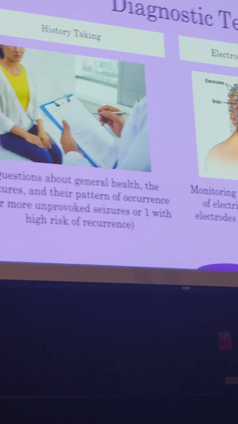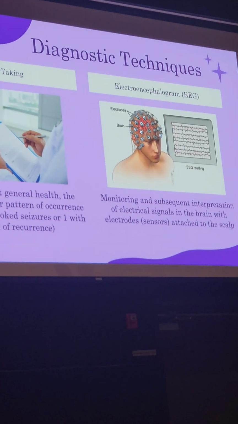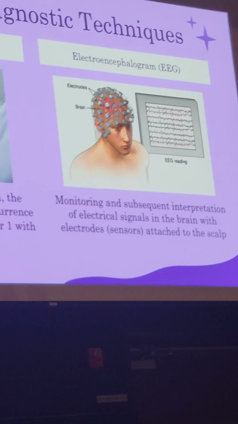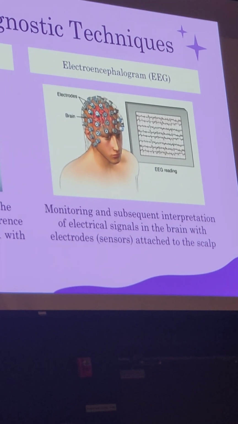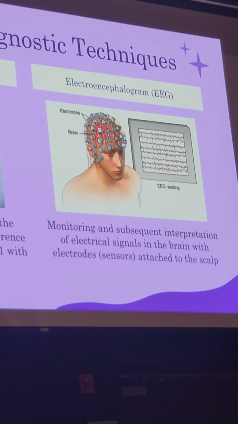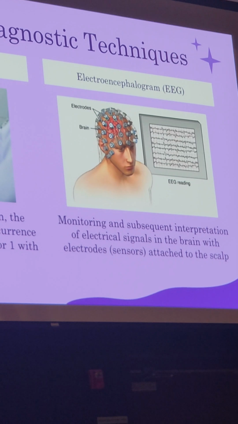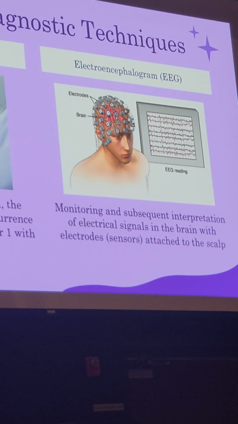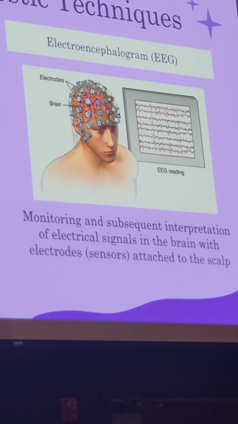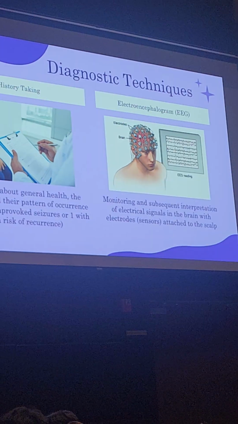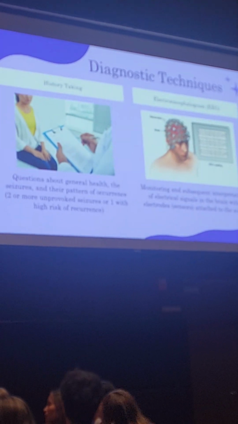And another one is an EEG. And this is a non-invasive routine exam that all patients have to take, where these small metal discs called electrodes are placed onto your scalp and your brainwaves are recorded. And after the recording, the neurologist will interpret your brainwaves and check for any abnormalities that may indicate that you are eligible for a diagnosis.